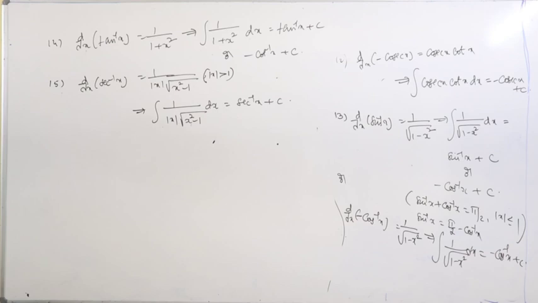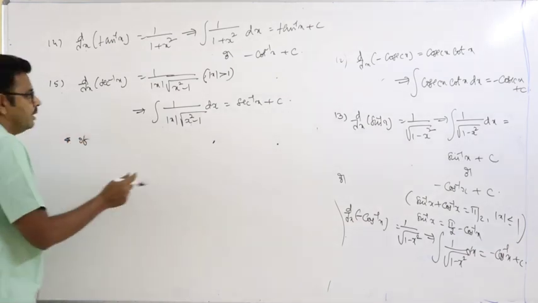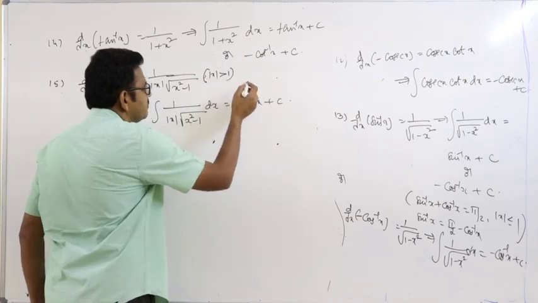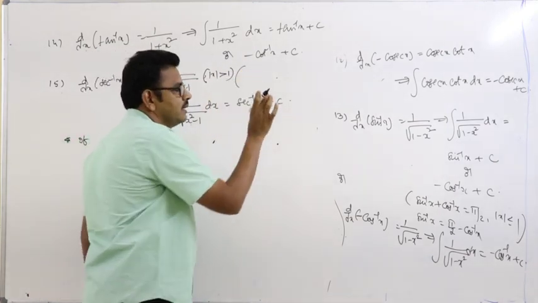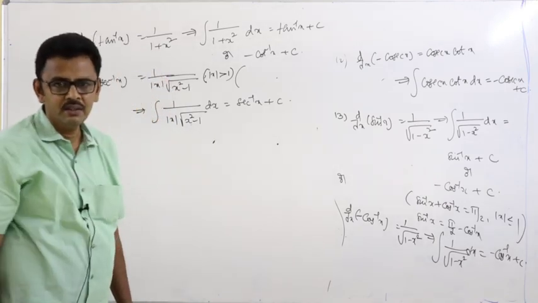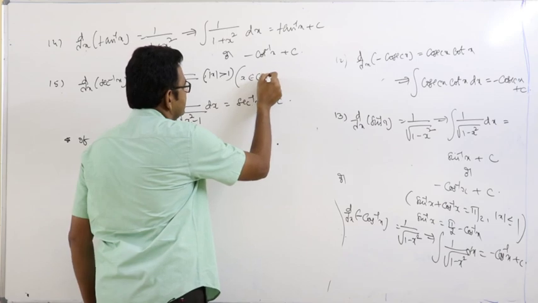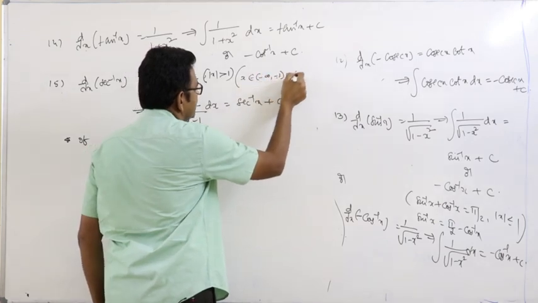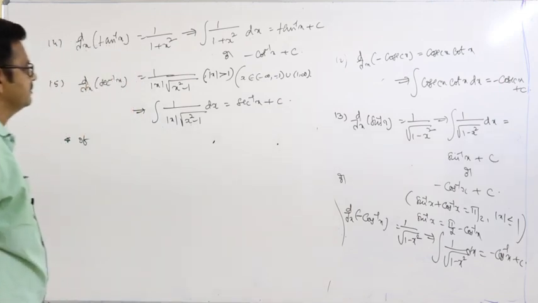This is the inverse process of differentiation. In this one, mod x greater than 1 means what? What is the meaning of this? Mod x greater than 1 means x values do not lie between minus 1 and 1. That is, x belongs to minus infinity comma minus 1 union 1 comma infinity. That is the meaning.